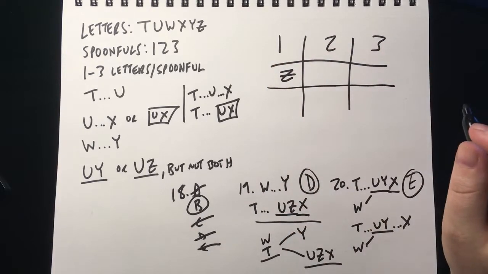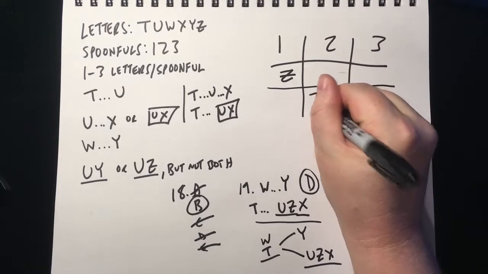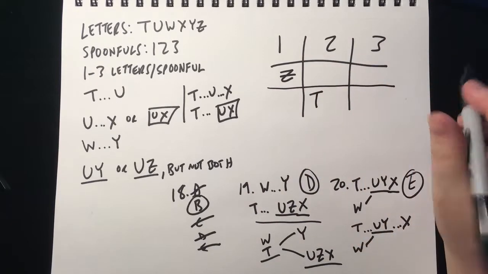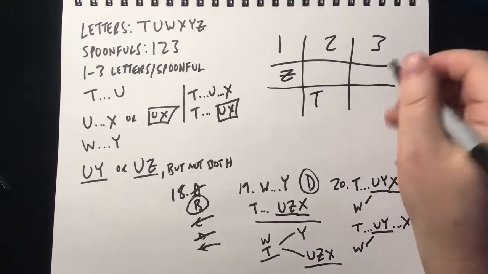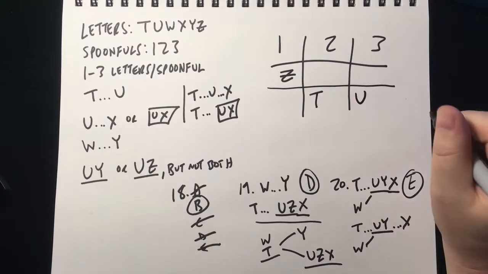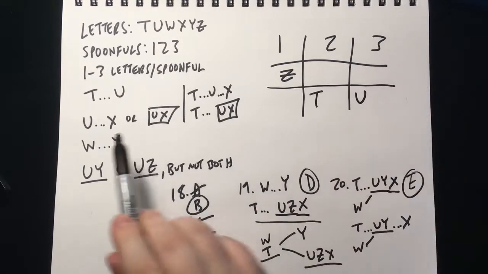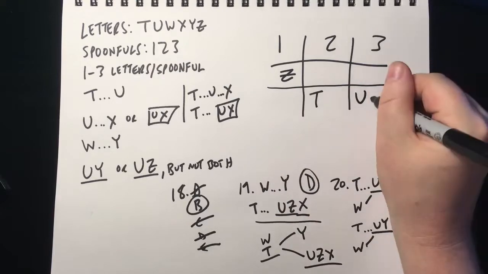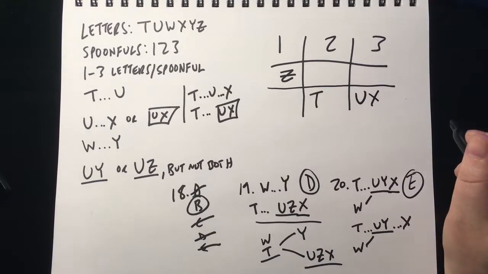Question 22 says, T is in the second spoonful, and we're looking for something that could be true. So we go to our rules about T. What do we know about T? T comes before U. So I'll stick a U there. Now that U is in spoonful number 3, I can't have UX. I'm going to have UX together in a spoonful.